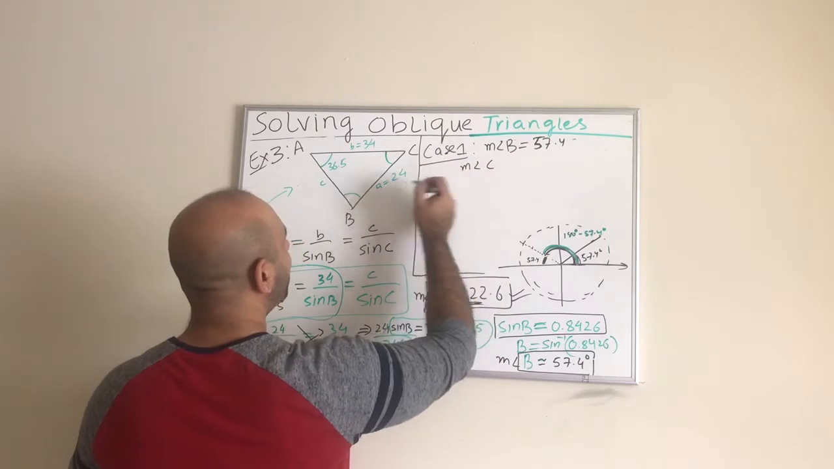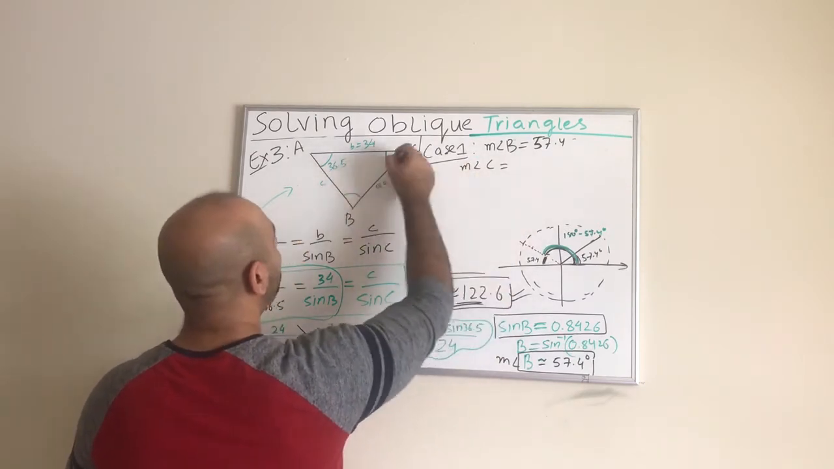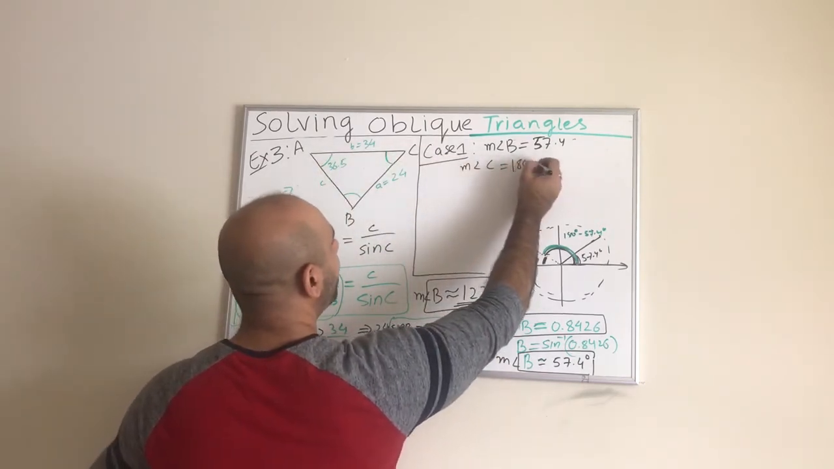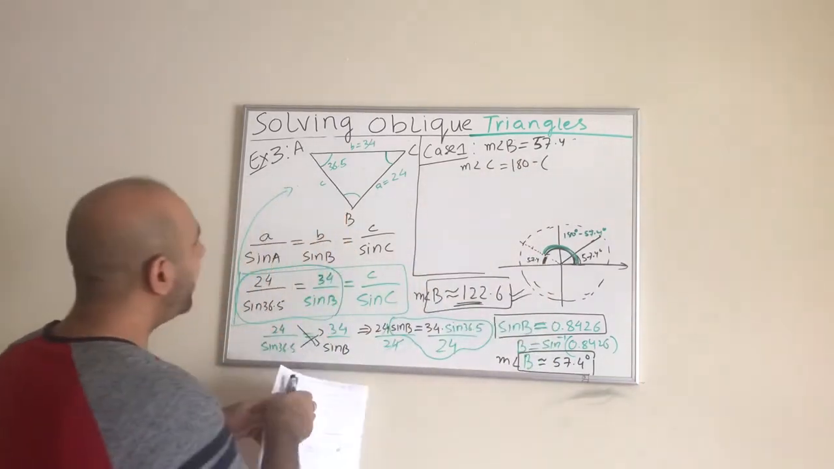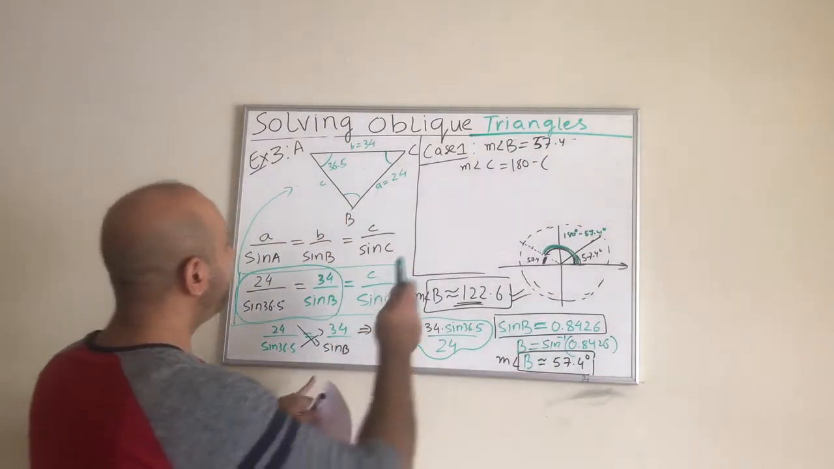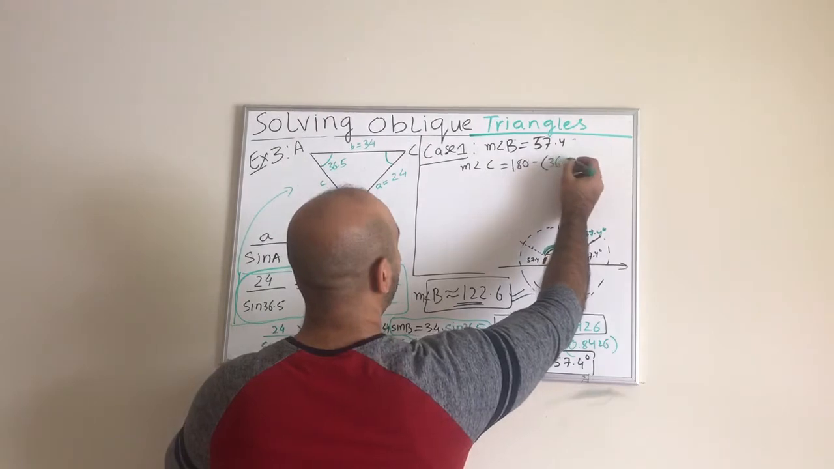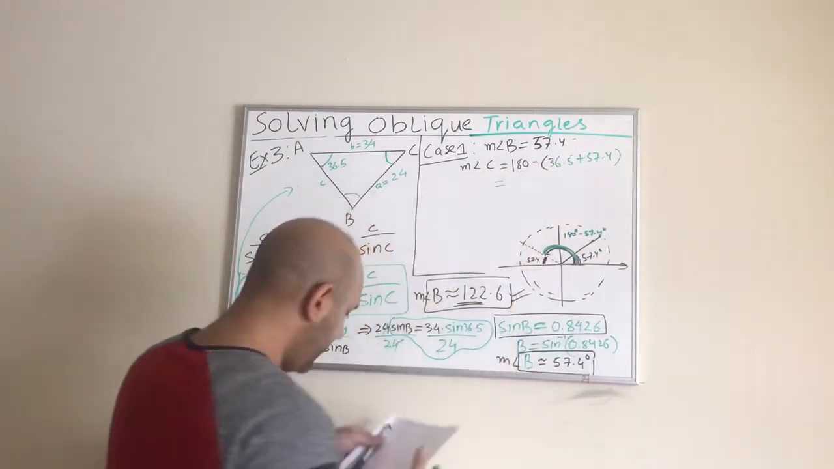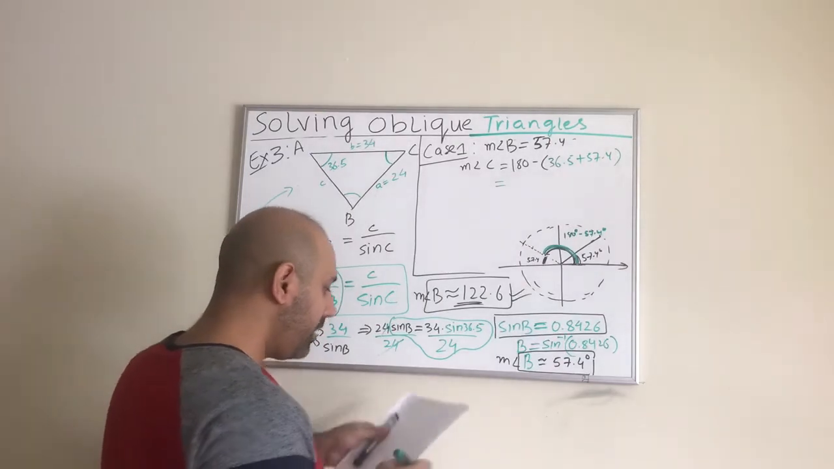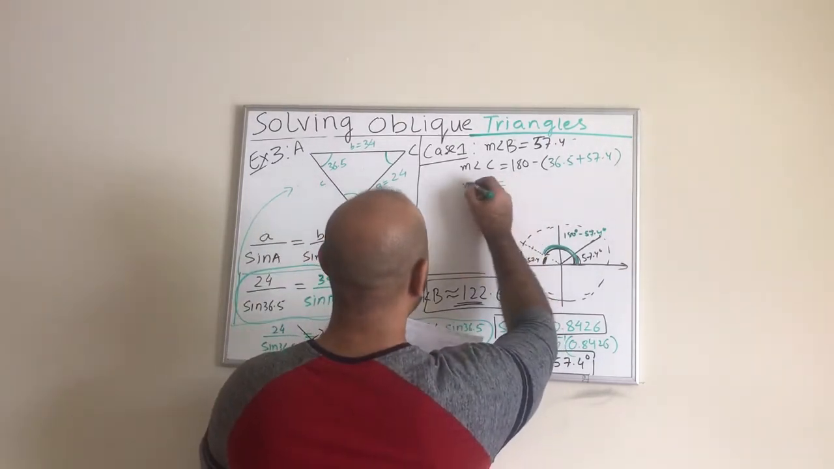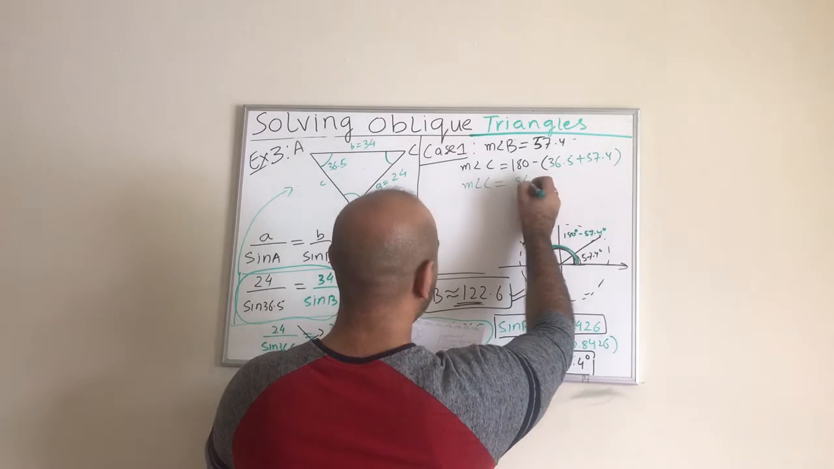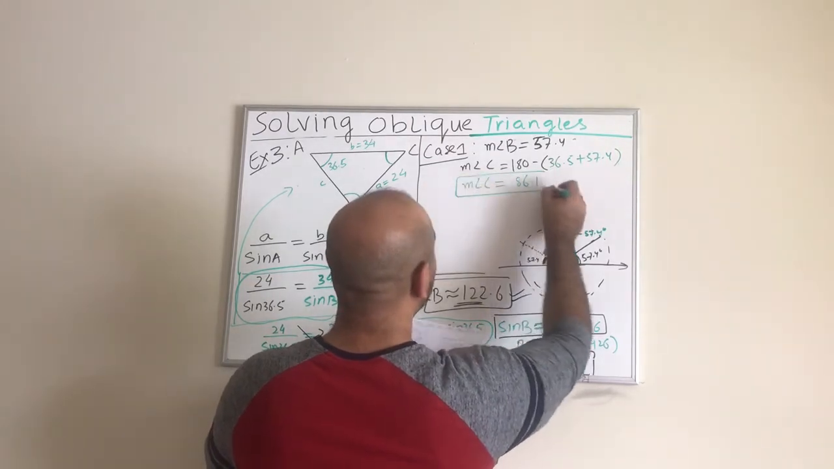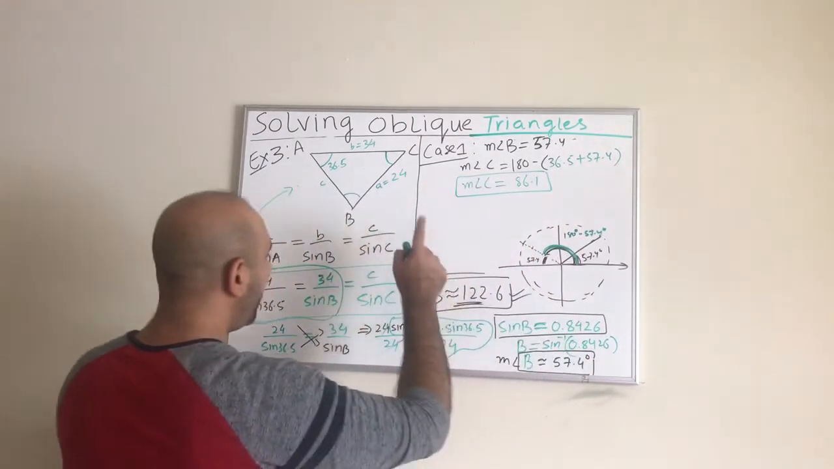So for case 1, when the measure of angle B is this, the measure of angle C we can easily figure out. Because the sum of all three angles is 180, it's 180 minus the other two, guys, which is 36.5 plus 57.4. When we simplify this, I already have the values. So the measure of angle C is 86.1 degrees. That is for case 1.